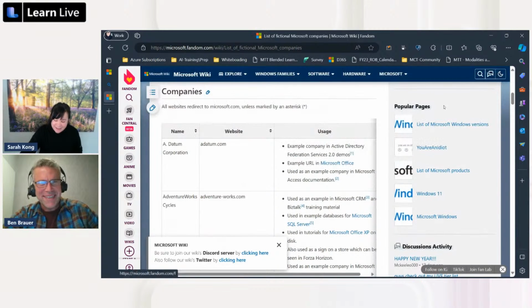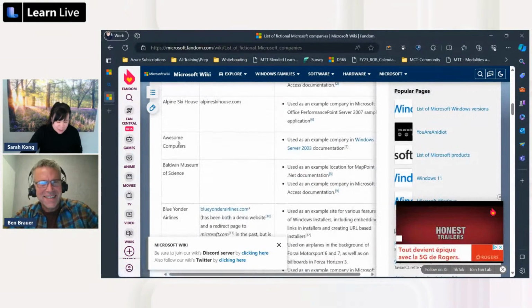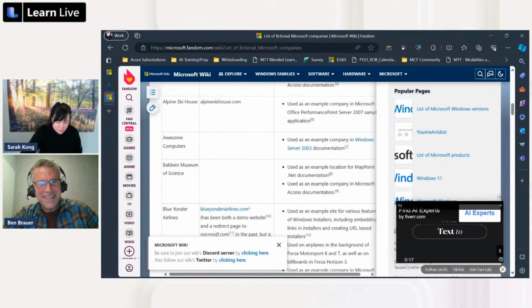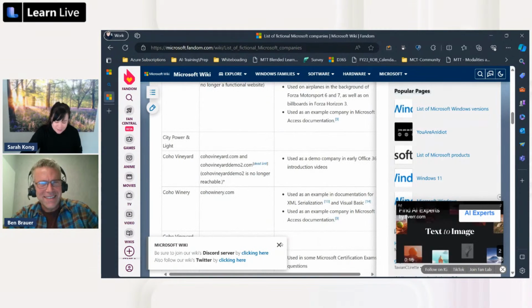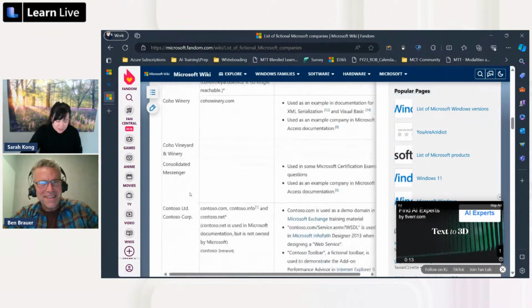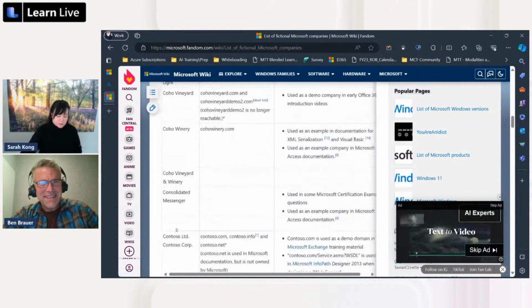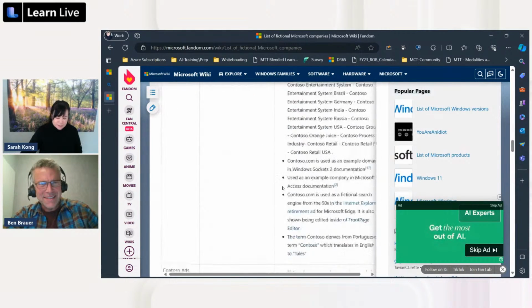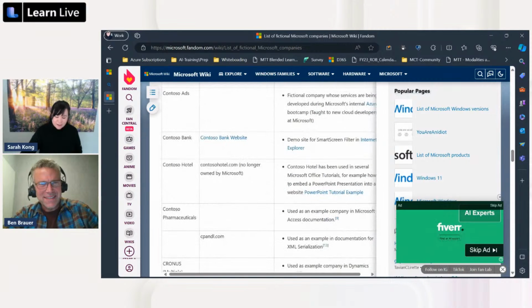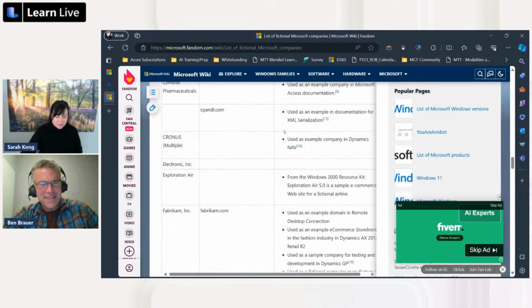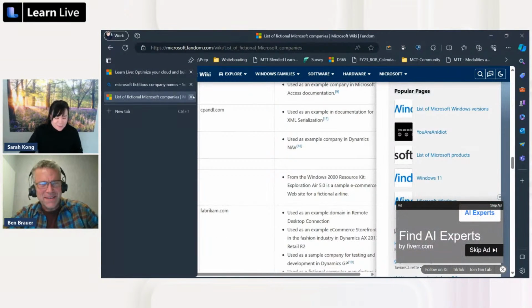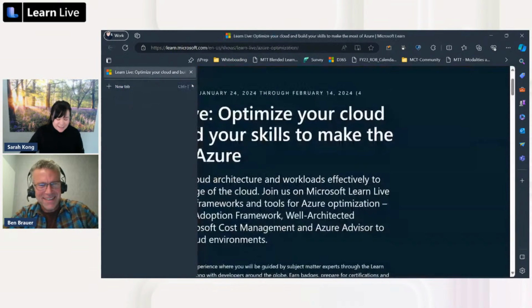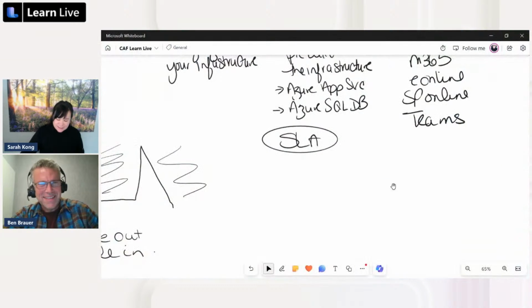It's quite funny. Some of them: Adventure Works, Awesome Computers, Baldwin Museum of Science. These are all different fictitious companies that Microsoft uses. Contoso is a big one, very popular, right? Yeah, there are a lot of different ones you can see in here. Anyway, I always think that's funny when I'm delivering. I'm like, "Oh, look at all these different ones that you'll see."